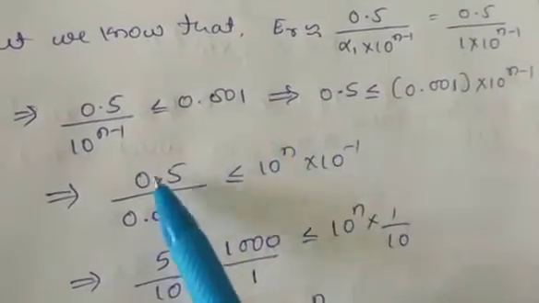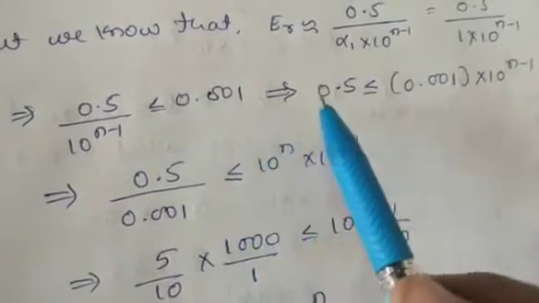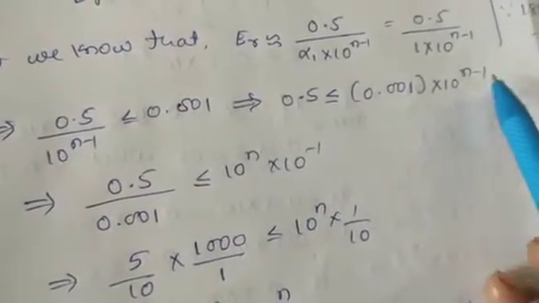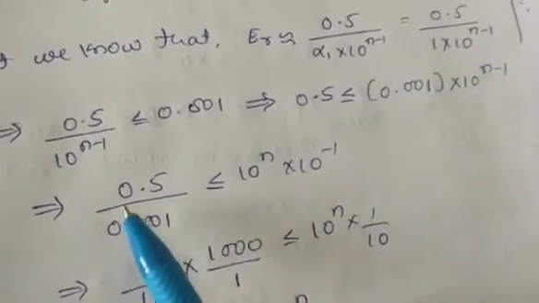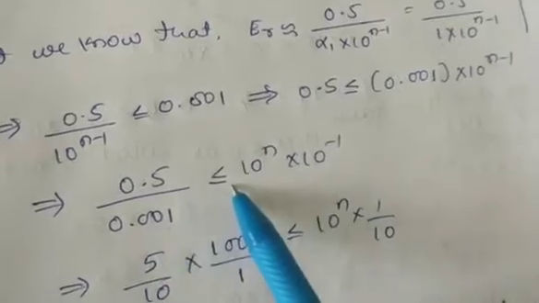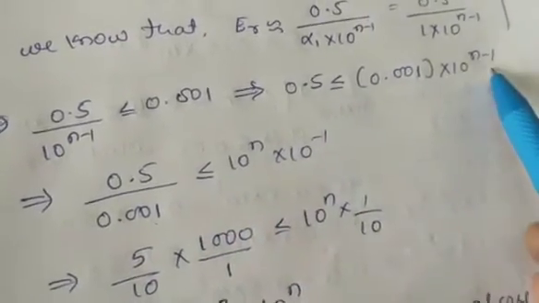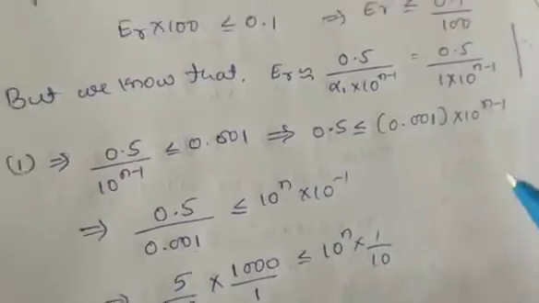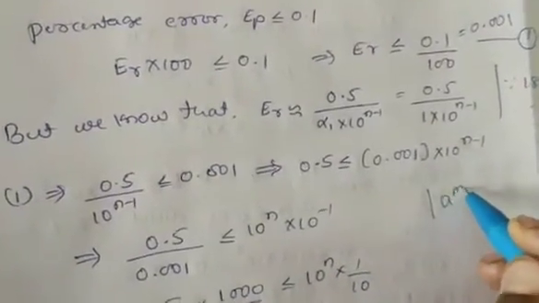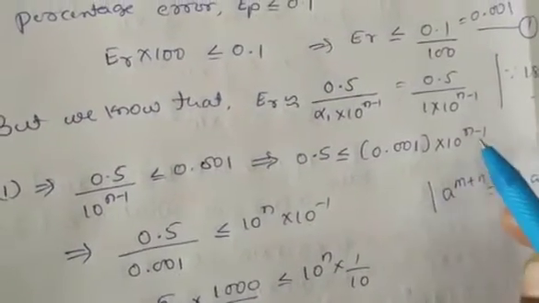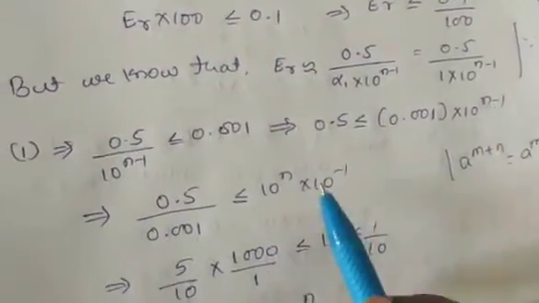This implies, take a cross multiplication of this one. 0.5 is less than or equal to 0.001 into 10 raised to n minus 1. So it is equal to 0.5 divided by 0.001, which is less than 10 raised to n minus 1, which can be taken as 10 raised to n into 10 raised to minus 1. This we know: a raised to m plus n is nothing but a raised to m into a raised to n. Here it is minus, so it becomes minus here.